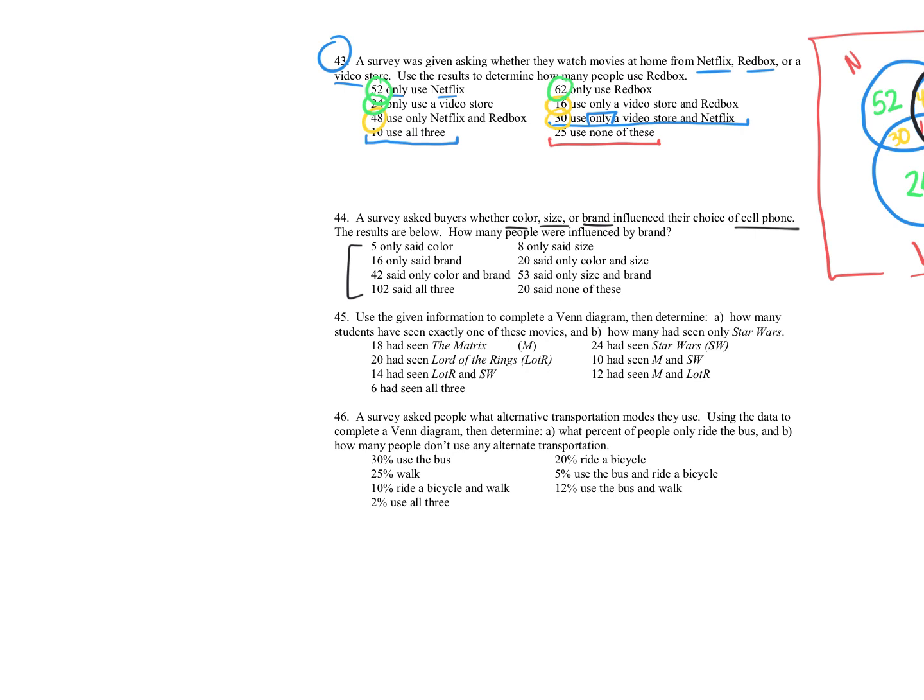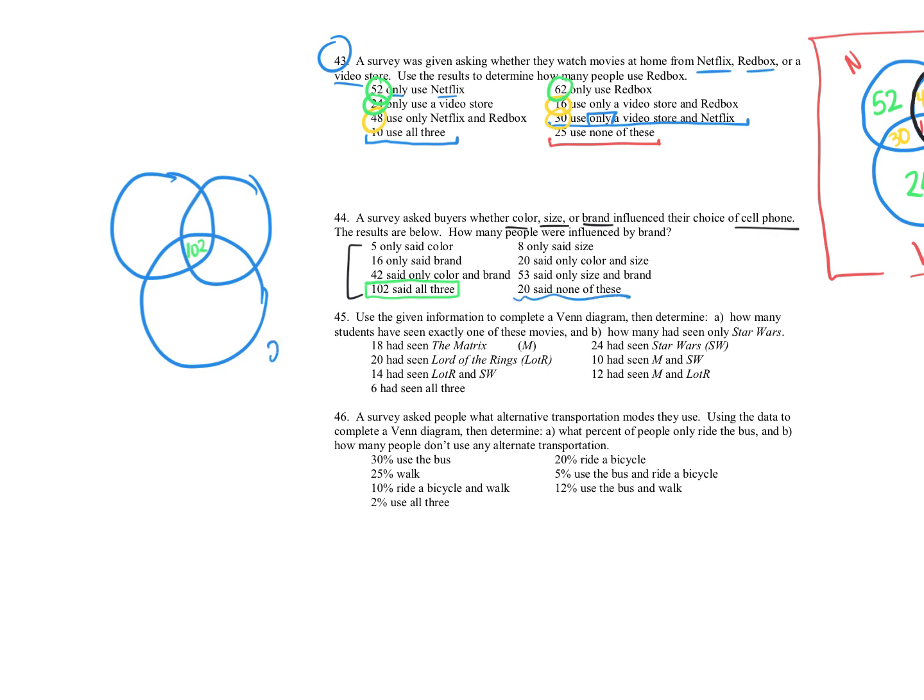So I'm going to draw my three circles. And I, again, know there's some overlap. And starting with the bottom that says 102 said all three, that's going to be 102 inside there. And I have that 20 people said none of those. So that's the 20 that live outside. And again, I should put, this is going to be the color, the size, and the brand. And I could draw inside a rectangle. I'm kind of short on space.